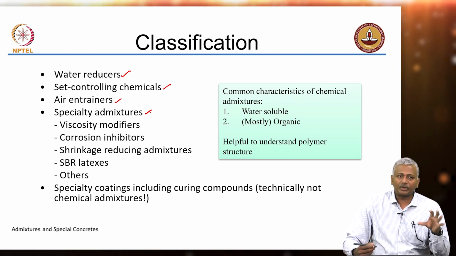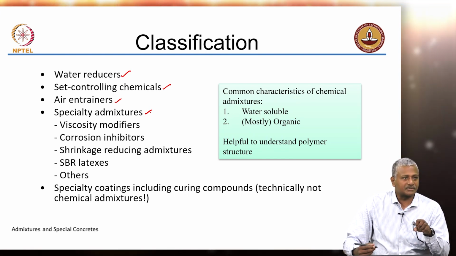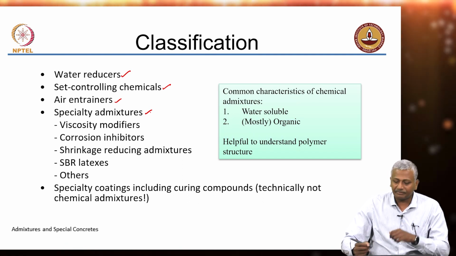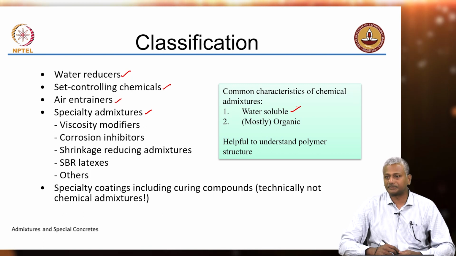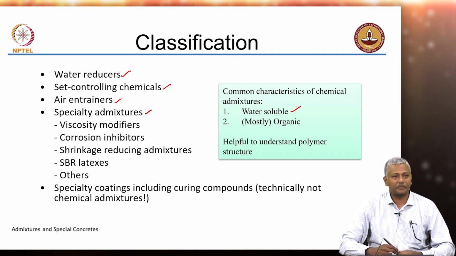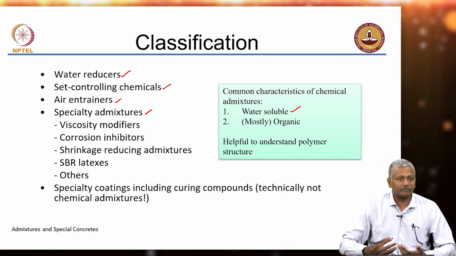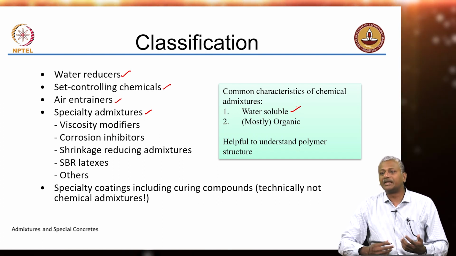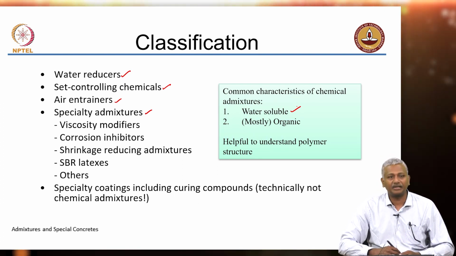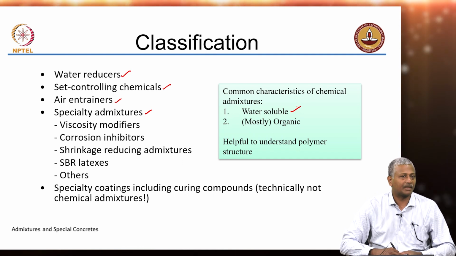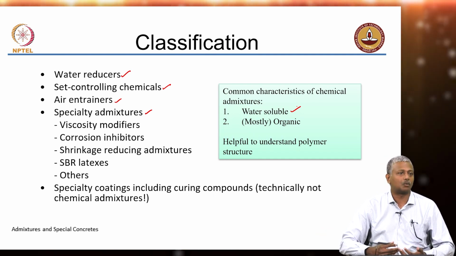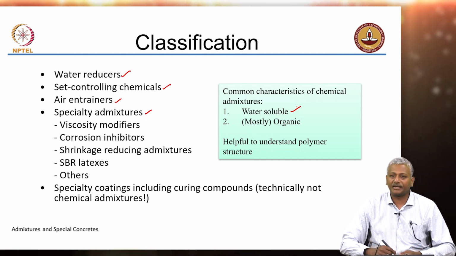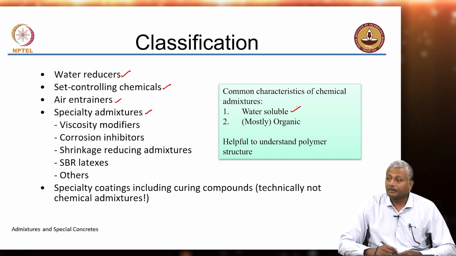Now, if you look at all the classes of chemical admixtures, there are some common characteristics that we have. One very important characteristic is all of these are water soluble. All the admixtures that are added in the concrete have to be water soluble, because if they are not, then they will not get mixed up in the overall concrete system, right. They will remain as such. If they do not mix in the water, if they do not dissolve in the water, they will not get distributed evenly in the structure of the concrete.